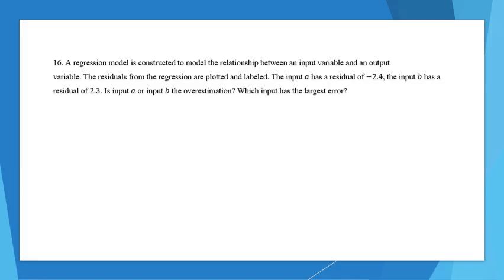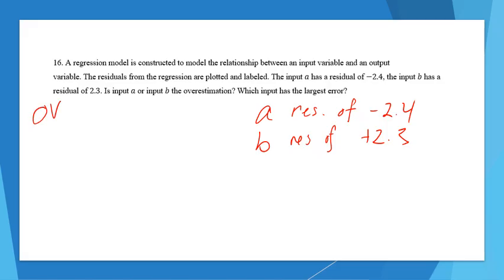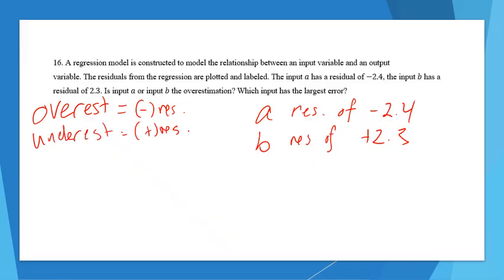16 here, a regression model is used to construct or model the relationship between an input and output variable. The residuals are plotted and labeled. A has a residual of negative 2.4 and B has a residual of positive 2.3. Is A or B the overestimation? And then which input has the largest error? And so an overestimation, remember, is a little bit inverse. Overestimation will come from a negative residual, and then an underestimation will come from a positive residual. So it's a little bit inverse.